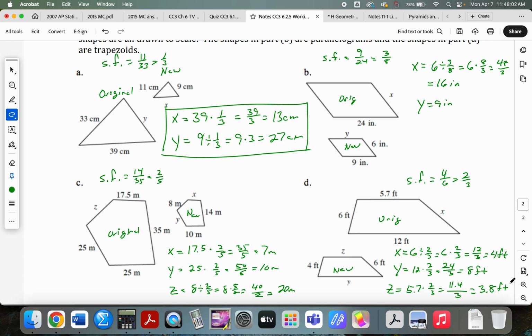All right, and then for C, for X, we want desk 10, but Bella's not here at the moment, so I will tell you that I wrote down X equals 17.5 times 2/5, which is equal to 35 fifths, which is equal to 7 meters.